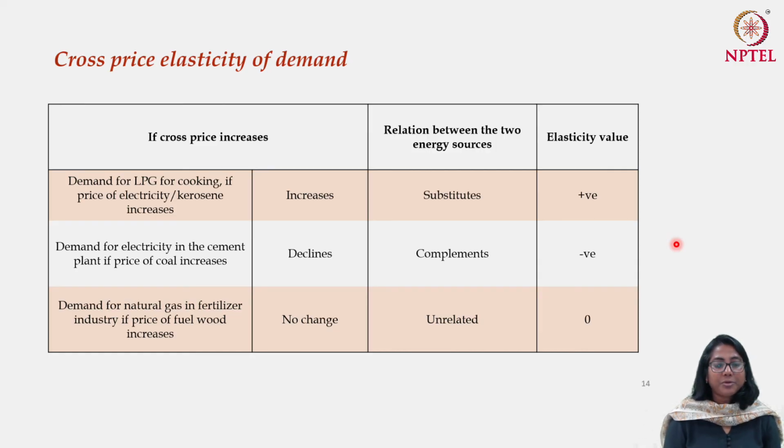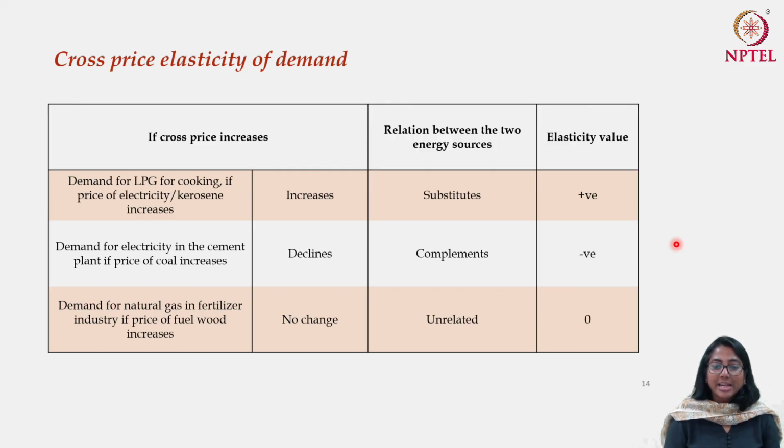In the second example, we are looking at demand for electricity in a cement plant if the price of coal increases. Now this is a little bit tricky. We are considering the demand for electricity and the price of coal. You have to understand that coal and electricity are used at two different stages of production of cement. When clinker is being produced from limestone, it's basically coal which is used. When cement is being produced from clinker, then you are using electricity.